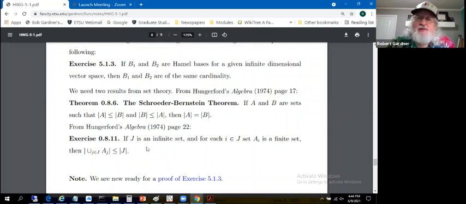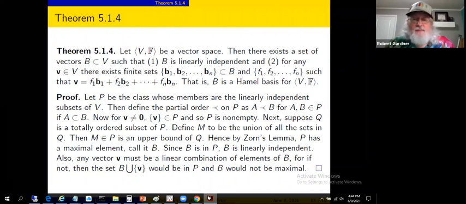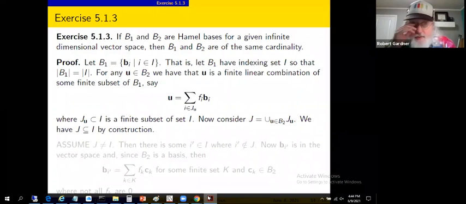Thinking of these in terms of indices is how we'll use this in a proof that two Hamel bases have the same cardinality. So now we've got the tool to prove that any two Hamel bases are of the same cardinality. The proof is going to be actually kind of like the proof we had in finite dimensions.